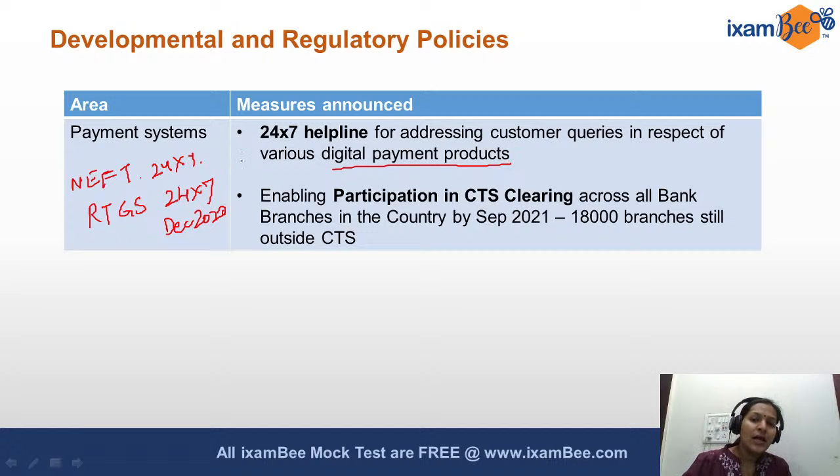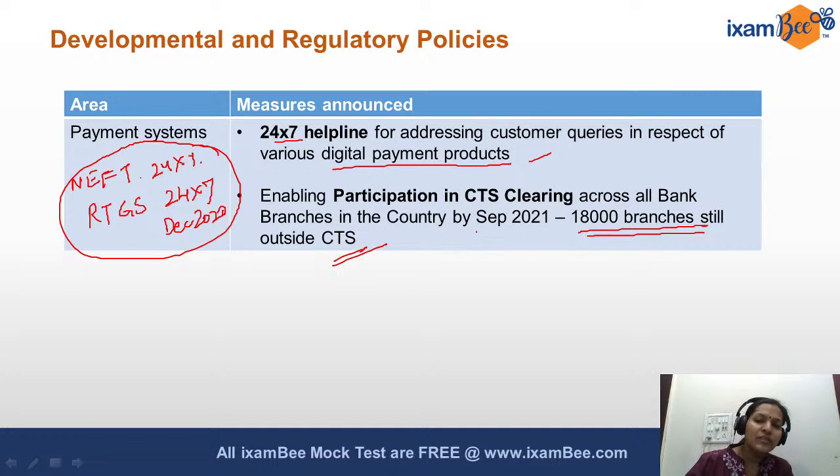So this they are going to do, because if the service is available 24/7, the redressal and helpline should also be available 24/7. And second aspect in the payment segment is that they will enable participation in CTS clearing. So CTS has been there already for so many years. Still, RBI has mentioned that there are 18,000 bank branches in the country which are still outside the purview of CTS, and they are targeting to bring all of these 18,000 branches also under CTS clearing system by September 2021.